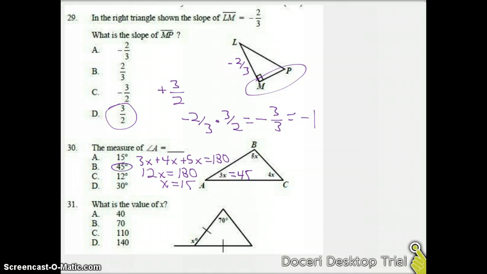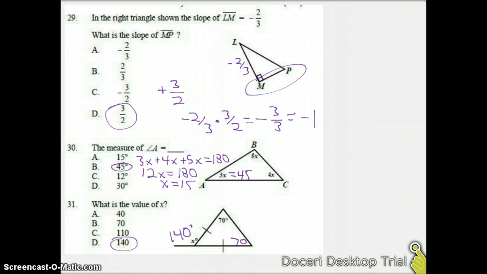Number 31, I need to find the value of x. Well, since I have an isosceles triangle, I also know that's 70. Now, an exterior angle, x, is the sum of the two interior angles not next to it, or 70 plus 70, which would be 140.